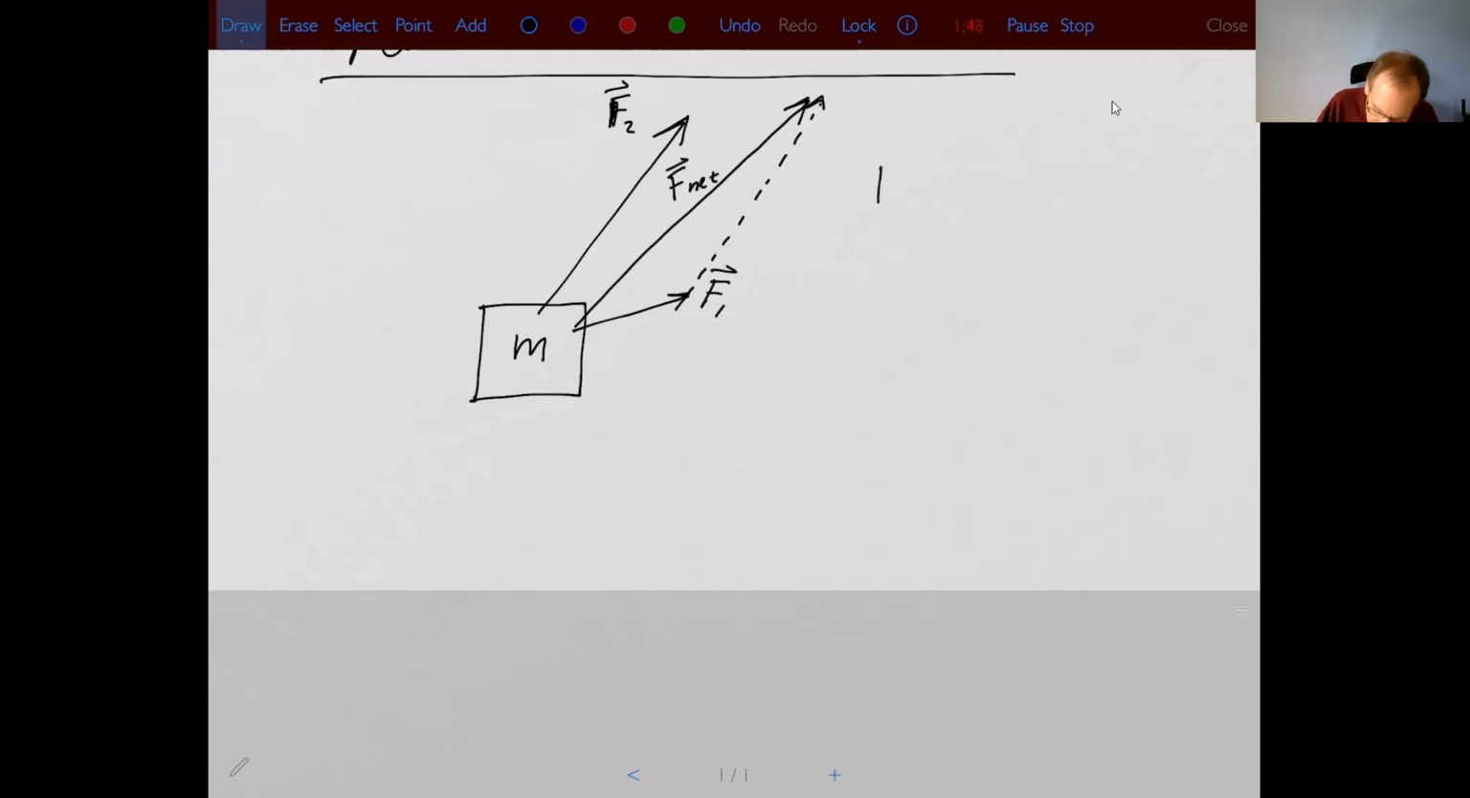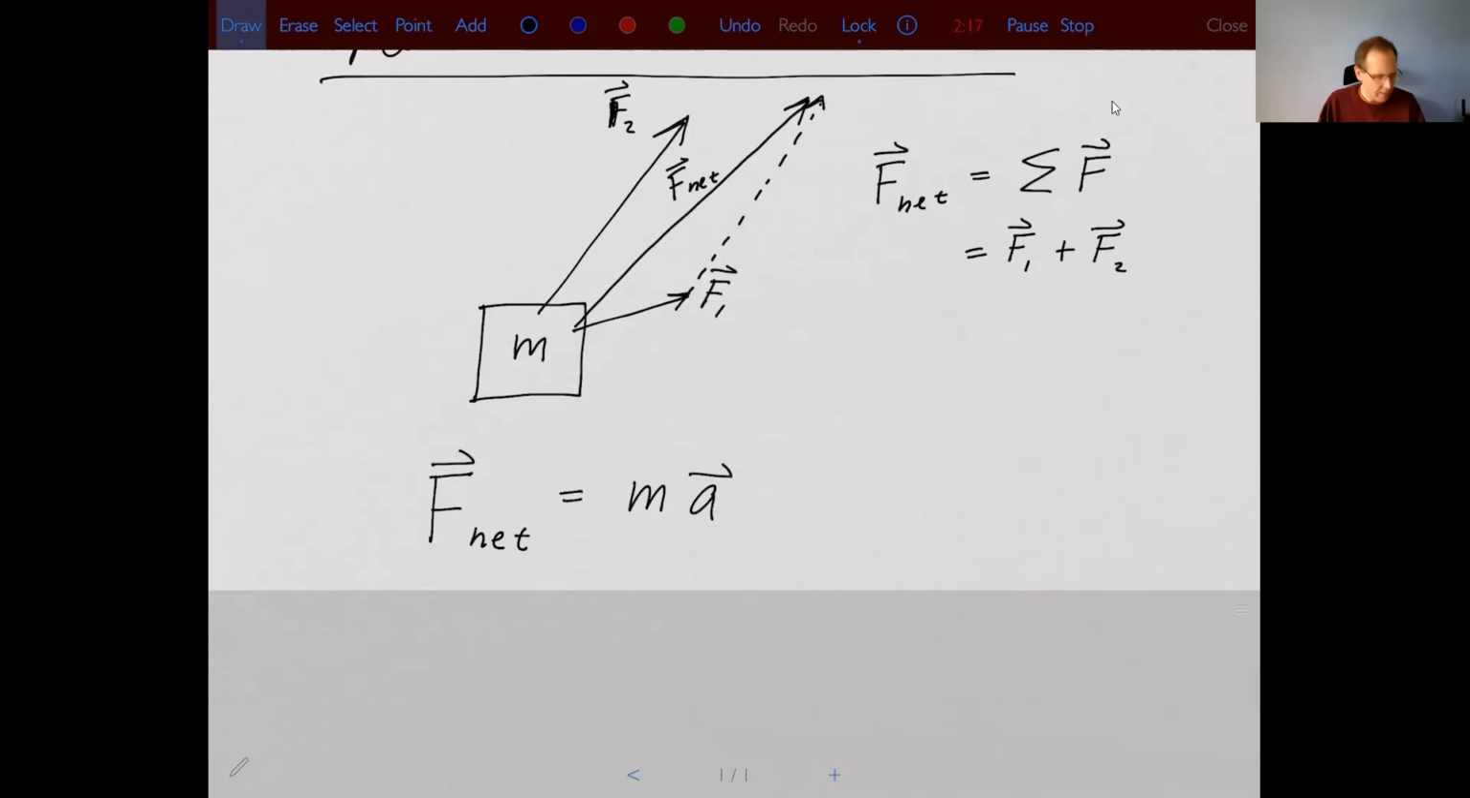Again, the net force is just the sum of all the forces. So in this case, it just equaled F1 plus F2. All right, so what does Newton's second law say? It says that the net force acting on an object has got to equal the mass times the acceleration of the object.